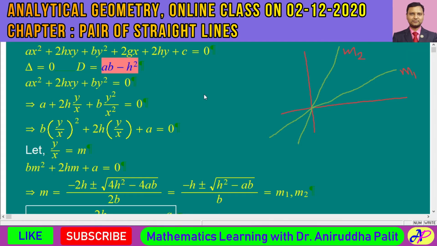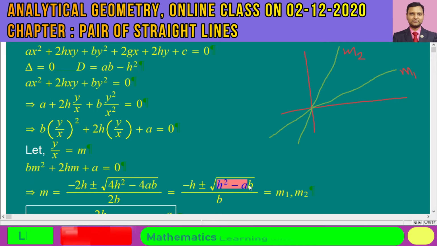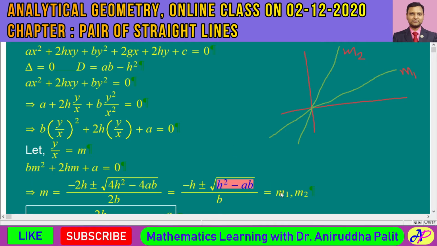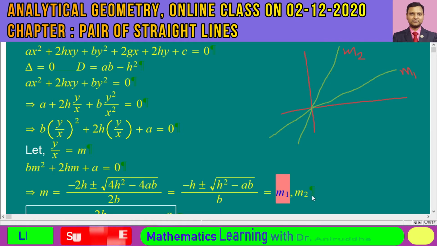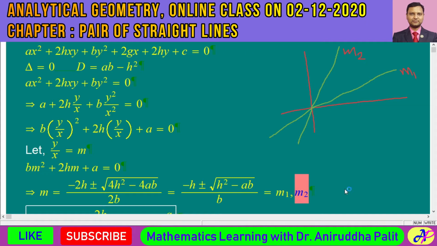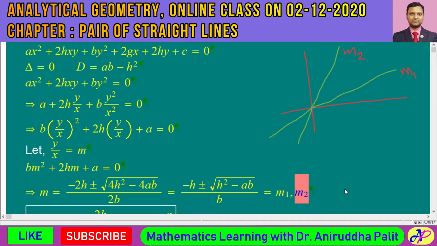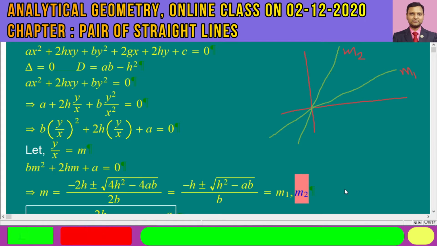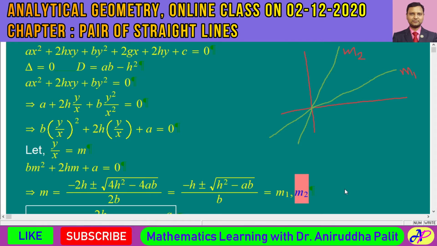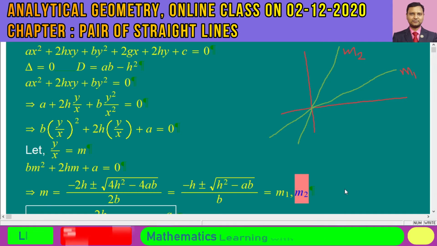Okay, and if h square minus ab is strictly greater than 0, in that case the values of m1 and m2 would be real and distinct. Real and distinct means two different values, m1 and m2 would have two different values, and in that case these two straight lines would be distinct straight lines, but both of these two straight lines must pass through the origin. That is the main point I would like to highlight over here. All the straight lines are passing through the origin.